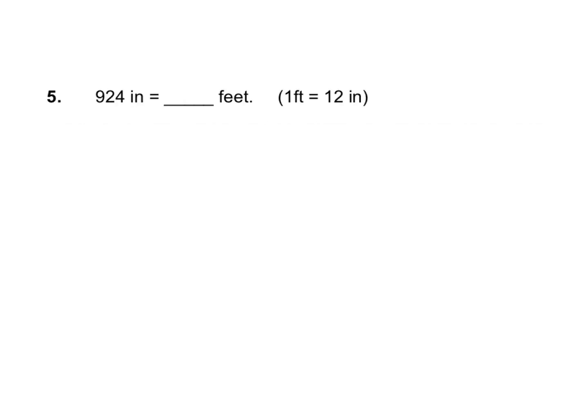All right, in question number 5, we're asked to convert 924 inches to feet. So again, what we know is that 1 foot is equal to 12 inches. So I'm going to make that a ratio of 1 foot for every 12 inches. Now, because I'm converting the inches to feet, I know that I don't have 12 inches, I have 924 inches. And I need to determine then how many feet that is.